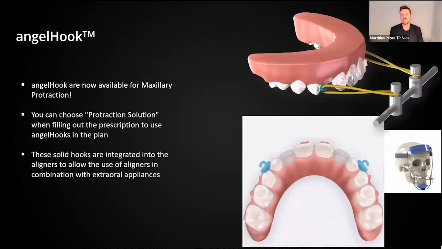We also have the Angel Hook. The Angel Hook are now available for maxillary protraction, and you can choose the protraction solution when filling out the prescription to use the Angel hooks in the plan. So these solid hooks are integrated into the aligners to allow the use of aligners in combination with extraoral appliances. And yeah, as you can see here, just as an example, Angel hook for special class 3 treatments.